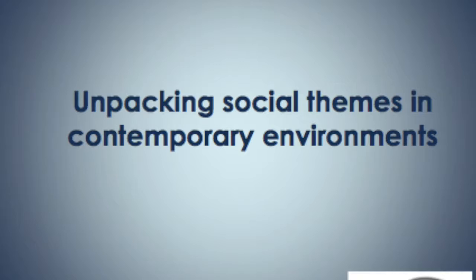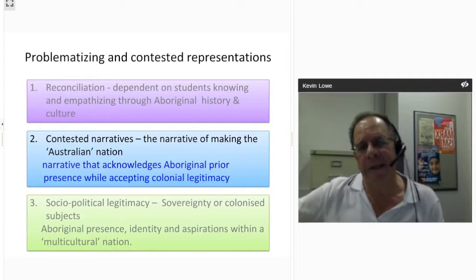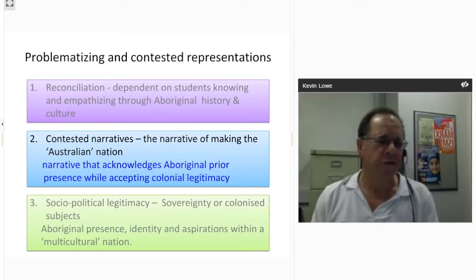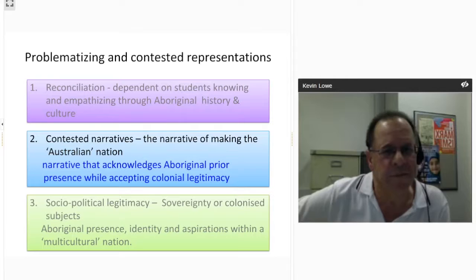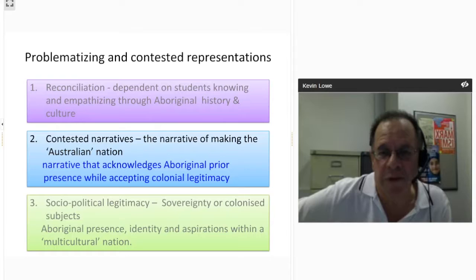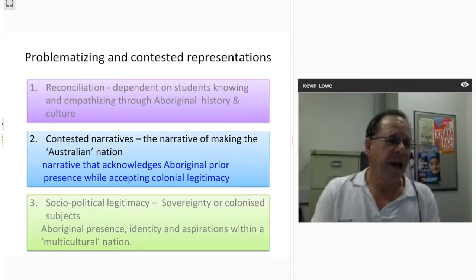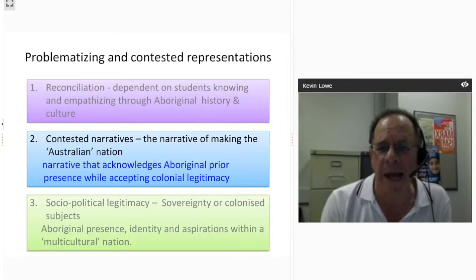And I've listed these basically as reconciliation, contested narratives, and socio-political legitimacy. There are three issues which are embedded either directly, as in the first, and I think you can see many examples of reconciliation, which has been clearly evident right through the curriculum. That which has been problematised, which I believe is the third one, is what is the socio-political legitimacy of Aboriginal people in this country? And the second, which goes to the heart of the content in the history curriculum, is how are contested narratives of Australian nation making discussed?